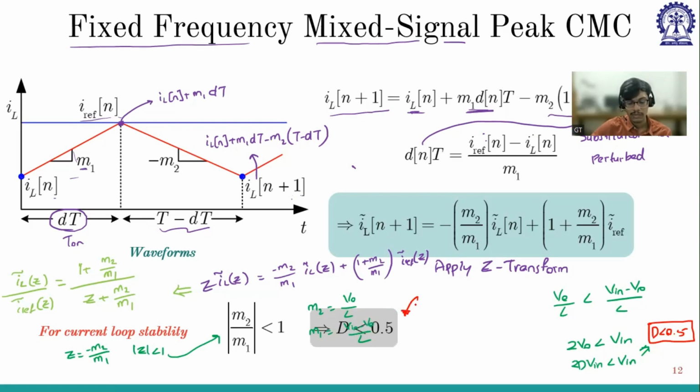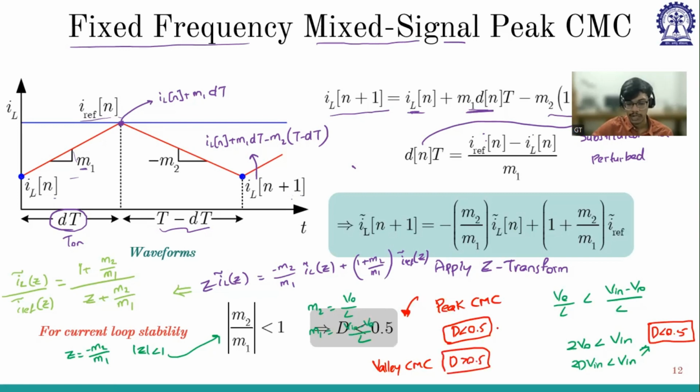So this is the bottleneck in the peak current mode control. So for peak current mode control, in order to maintain the system stable, duty ratio should be less than 0.5. And similarly, for valley current mode control, duty ratio should be greater than 0.5, else the system will not be stable.